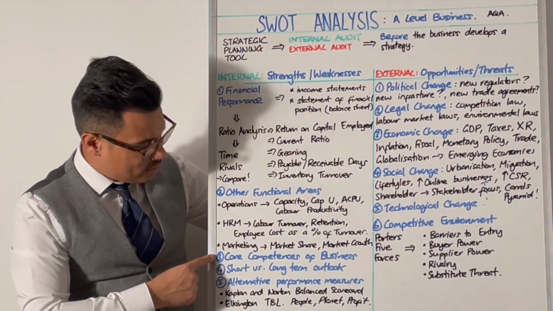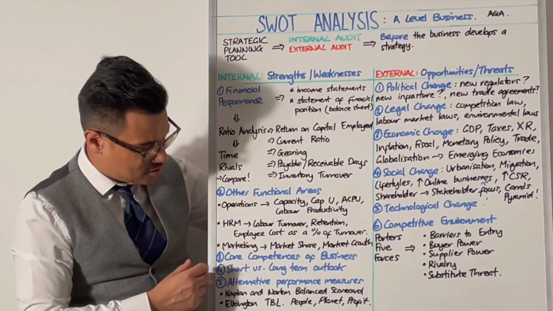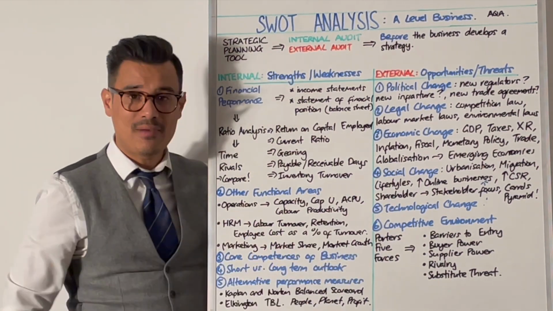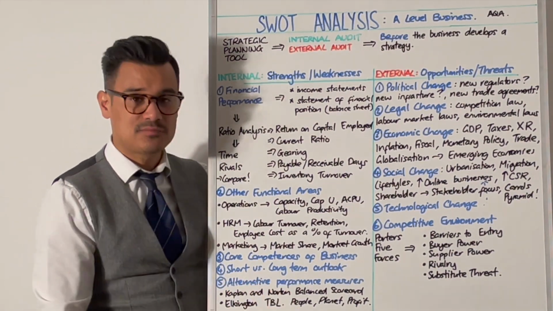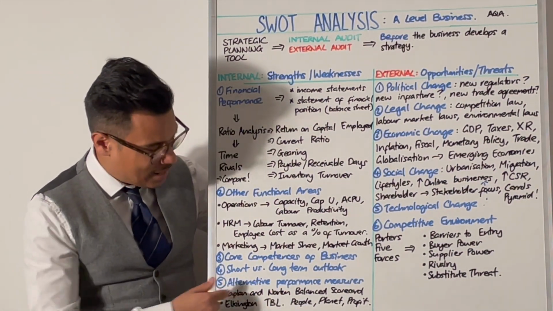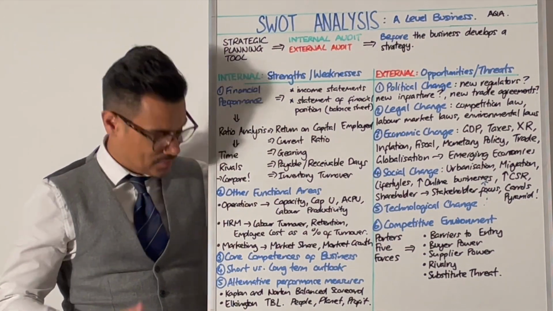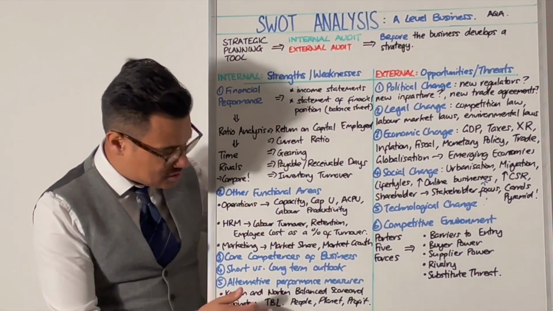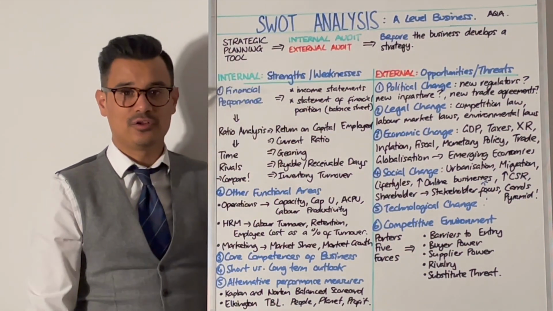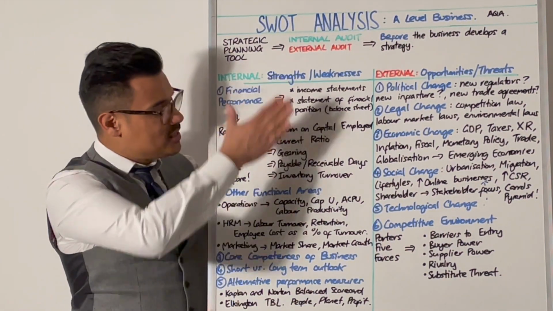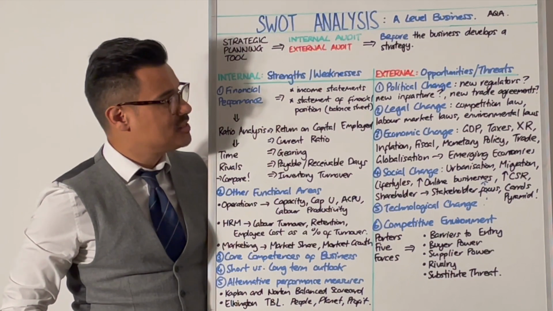You could be looking at the core competencies of the business, maybe the short versus long-term outlook of the business. Also, you could be thinking about alternative performance measures. So we're thinking here about Kaplan and Norton's balanced scorecard, and additionally looking at Elkington's TBL, triple bottom line, looking at the people, the planet, and the profit, of course. So they're internal ways to look at a business in terms of the audit.